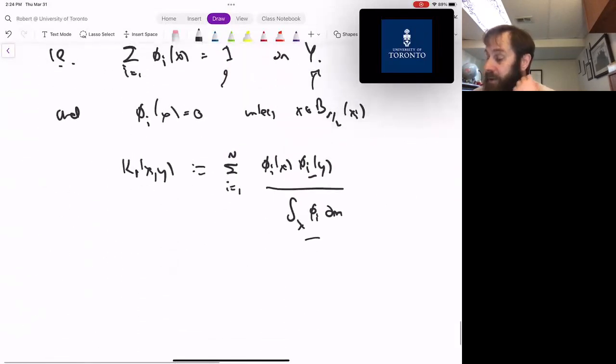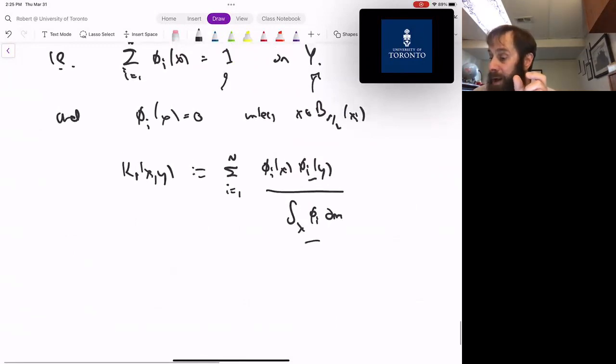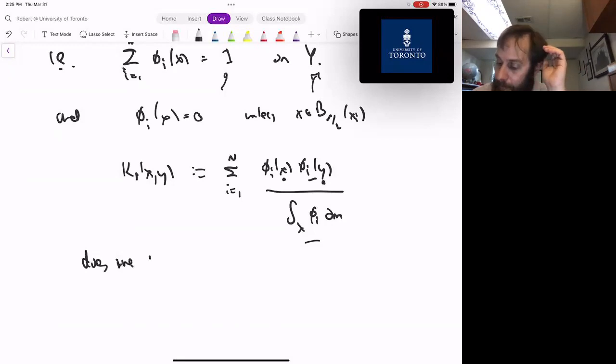And you can see that if x and y are further than r apart, the only way that k is non-zero is that for some i, both x and y have to lie in the ith ball, which means that they're at maximum separation r from each other. So that's basically the proof of part one.